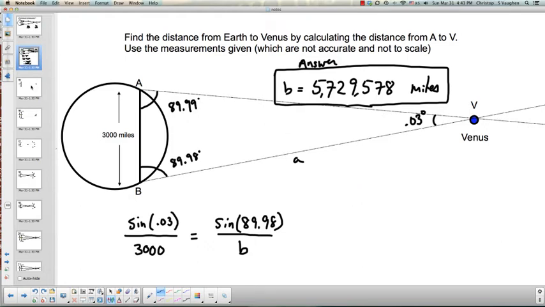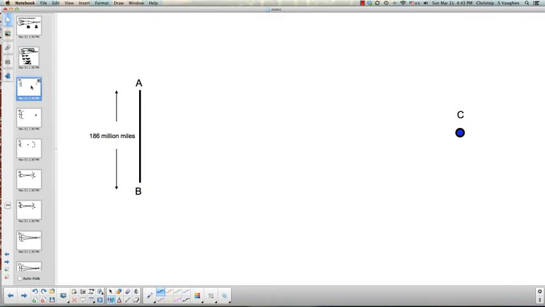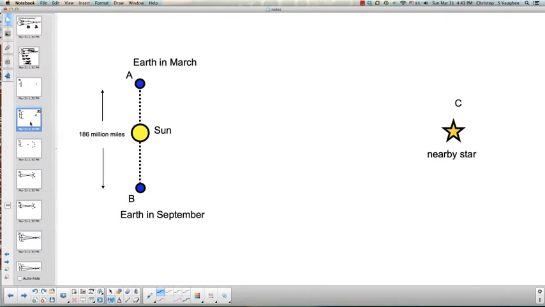Let's go on an even bigger scale. Let's say from point A to point B in this same kind of diagram, imagine they were 186 million miles apart. I get that number from thinking 93 million twice, right? The distance from the Earth to the Sun is about 93 million miles. So if I put 93 million miles between the Earth and the Sun here, it stays approximately 93 million miles all year long.